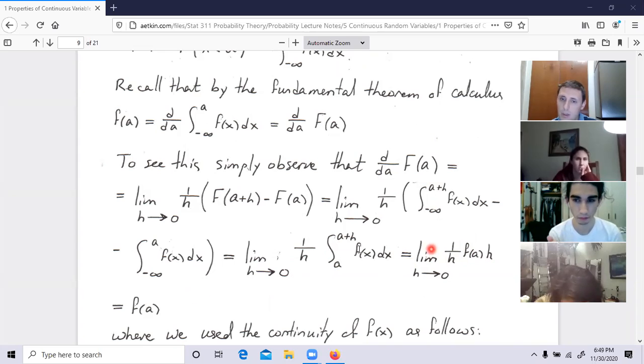Good? Do you understand? My last step is I say that in the limit, because the function is continuous, in this integral, essentially, I'm integrating over a rectangle. When h is very small, it's almost like a rectangle because the function f is barely changing. So it's like a very thin rectangle. And that's the simplification that we can do. Yes? You follow, guys, what I'm saying, right?